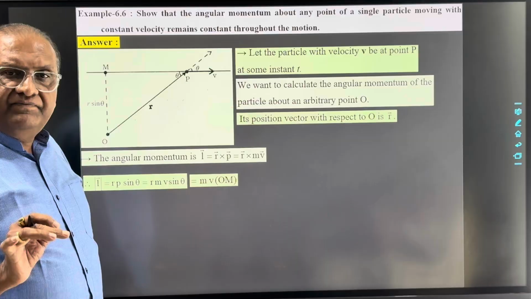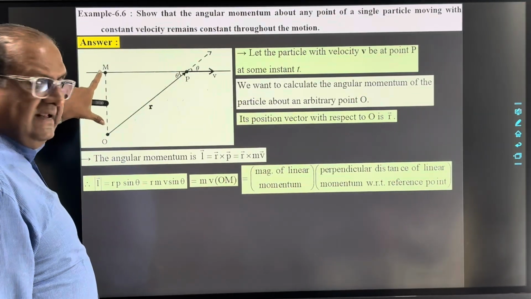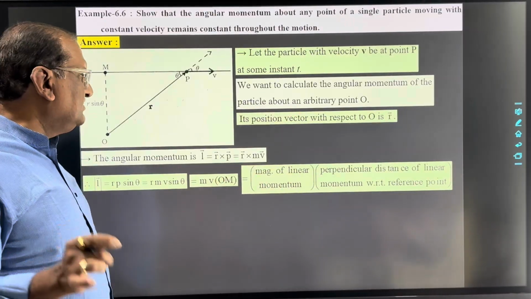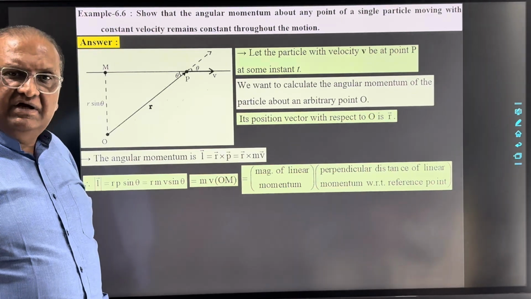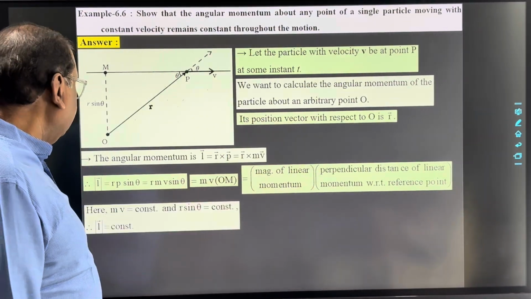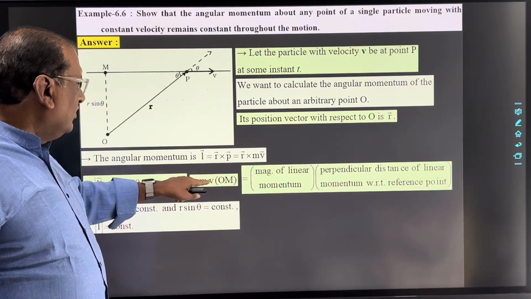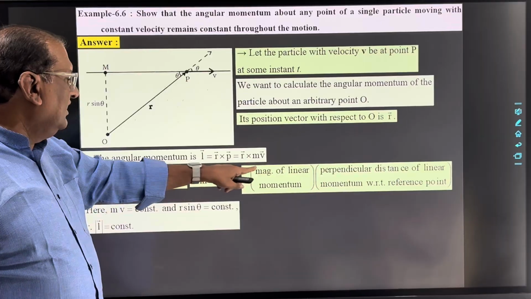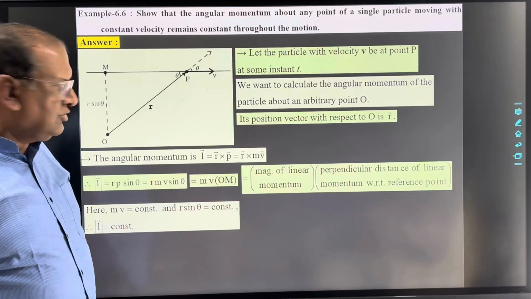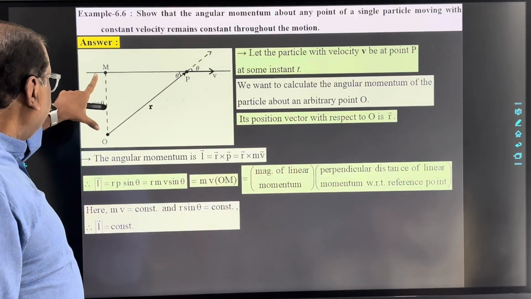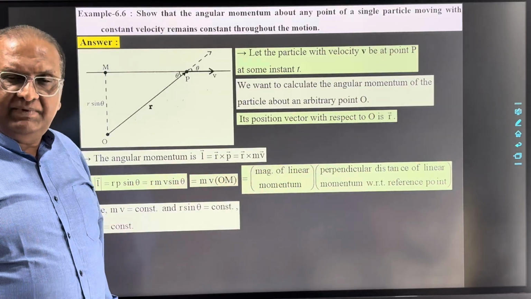So m v is the magnitude of linear momentum, and OM is the perpendicular distance of the line of action of linear momentum from the given reference point. As per the given data, the mass is constant and the velocity is constant, so m into v, the magnitude of linear momentum, is constant. And from the figure we can observe that this perpendicular distance also remains constant.